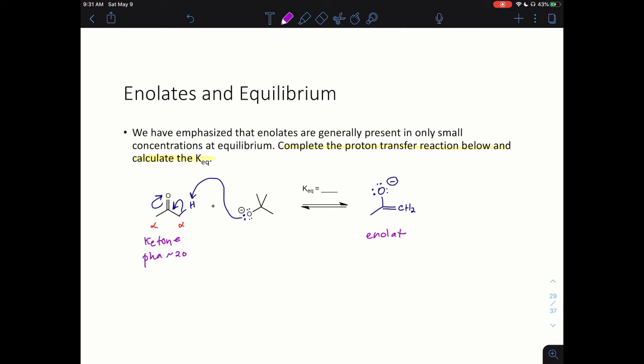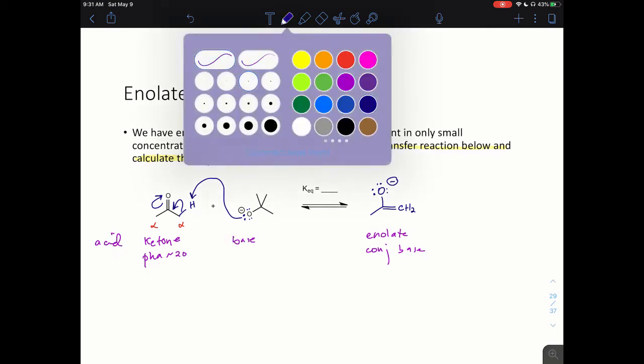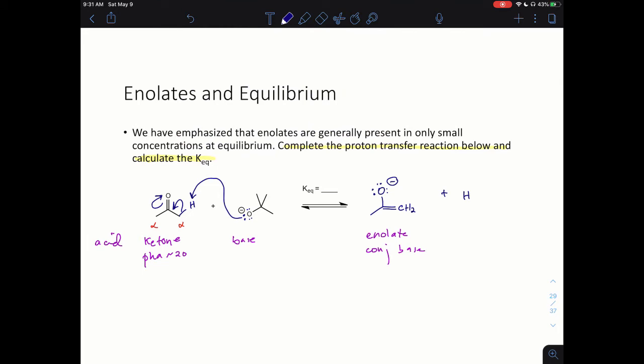This is the conjugate base. T-butoxide is the base on the left side of the equation. Then we end up with this new O-H bond, and we have t-butanol. All right, now how do we calculate the equilibrium constant?